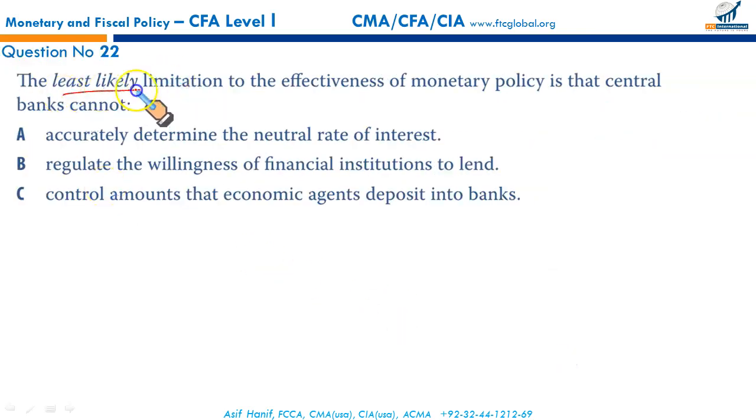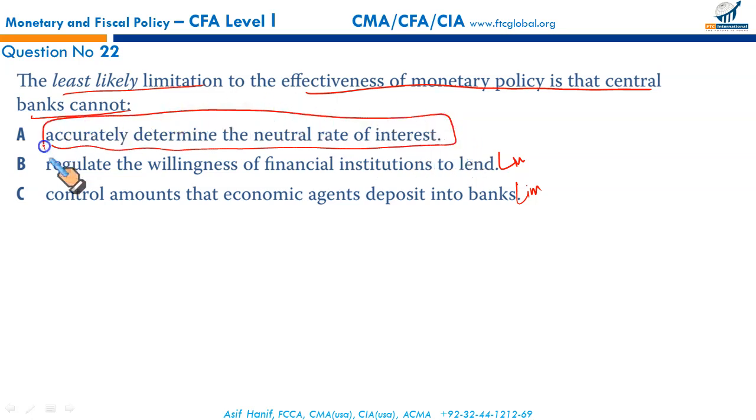The least likely limitation to the effectiveness of monetary policy is that the central bank cannot control amounts that economic agents deposit into the bank. Yes, true, this is a likely limitation. Central bank cannot regulate the willingness of financial institutions to lend. Absolutely right. This is again a limitation. But the central bank cannot accurately determine the neutral rate of interest. This is not a limitation. The inability to determine the exact neutral rate of interest does not necessarily limit the power of monetary policy. So this is least likely.